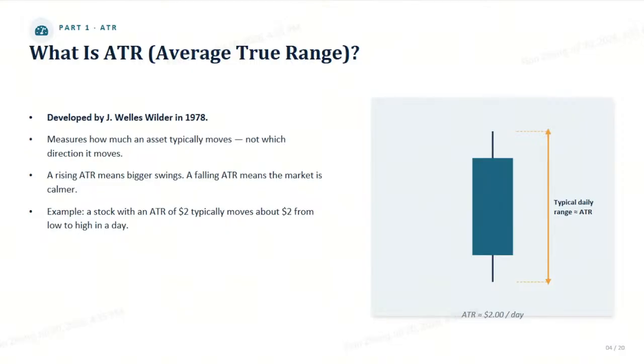Think of it in plain dollar or point terms. If a stock has an ATR of $2, that means, on average, over the recent period, this stock has been moving about $2 a day from its low to its high. A stock with an ATR of 20 cents is a quiet, sleepy stock. A stock with an ATR of $10 is a wild one. Neither is good or bad, they're just different personalities, and ATR lets you measure that personality objectively instead of guessing.